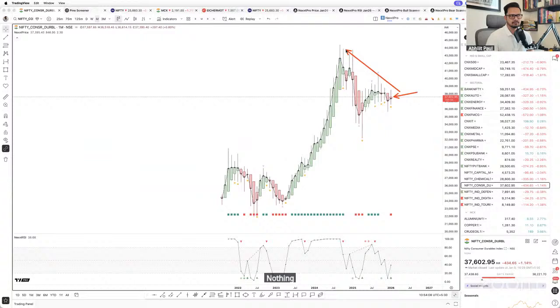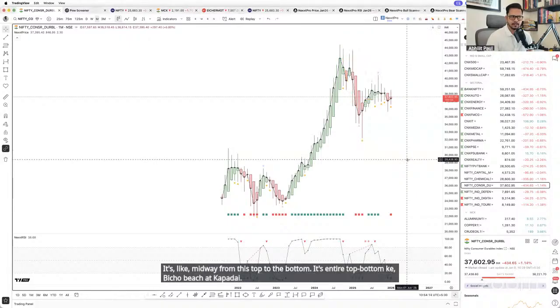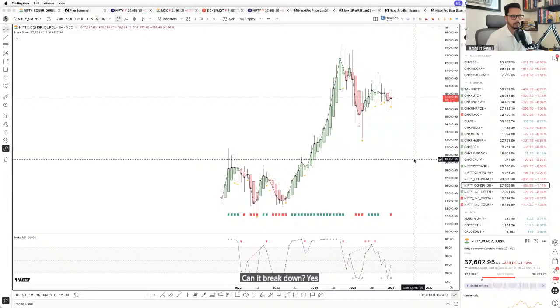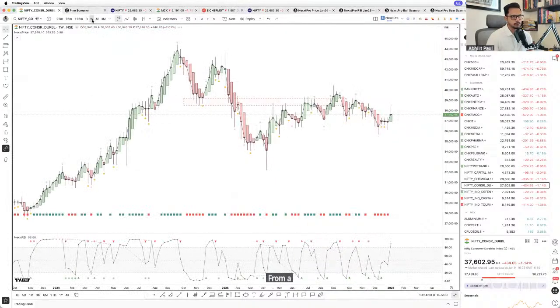Nothing exciting. It's stuck midway between the top and the bottom. So nothing great. It has headroom, yes. Can it break down? Yes, anything can happen. From a short-term point of view, weekly, it's extremely choppy.